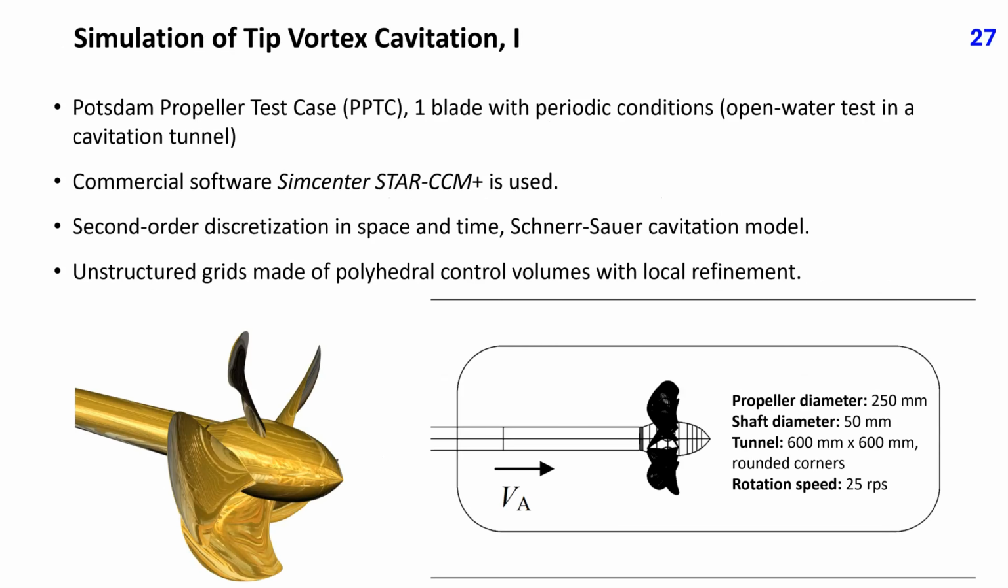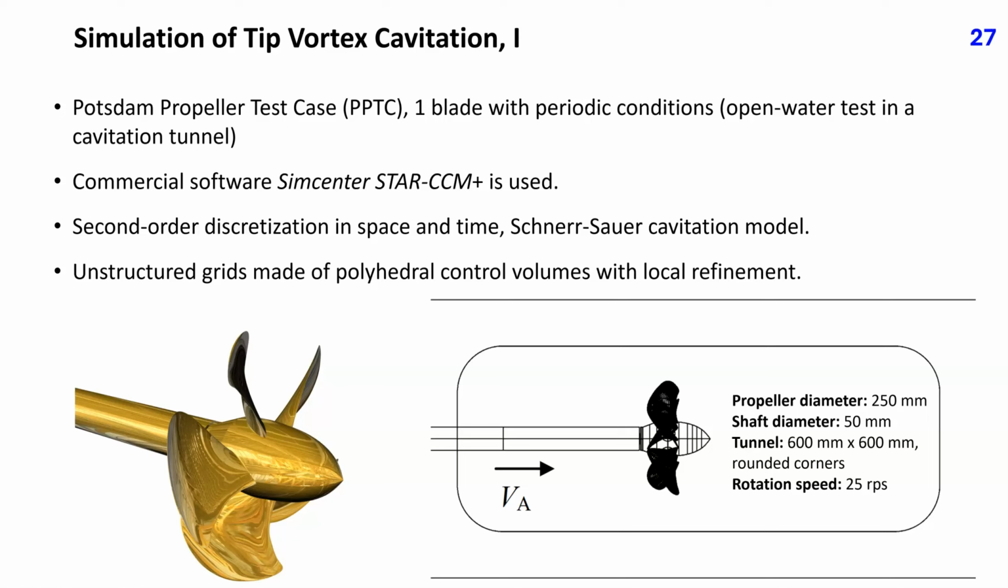Let's have a look at an example of simulation of a cavitating flow. The figures below show the photograph of the Potsdam propeller test case and the arrangement from the experiment in a cavitation tunnel. Propeller diameter is 250 mm and shaft diameter is 50 mm. The tunnel cross-section is 600 mm by 600 mm with rounded corners, and the propeller rotates with 25 revolutions per second. The solution domain contains a single propeller blade with periodic conditions in circumferential direction, simulating an open water test in a cavitation tunnel.